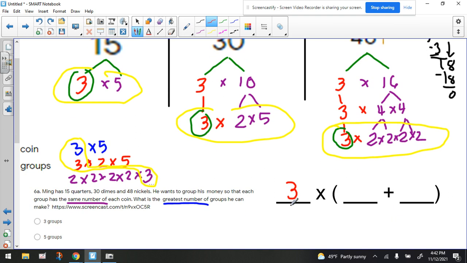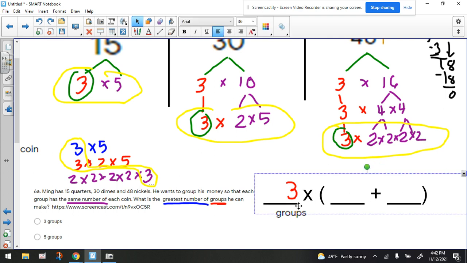Now, once you have that number, this is the GCF, but 3 what? Where should you look? If you look at the words in the problem, it says greatest number of groups. Groups. So groups, and that would really be groups of coins. Groups of coins.